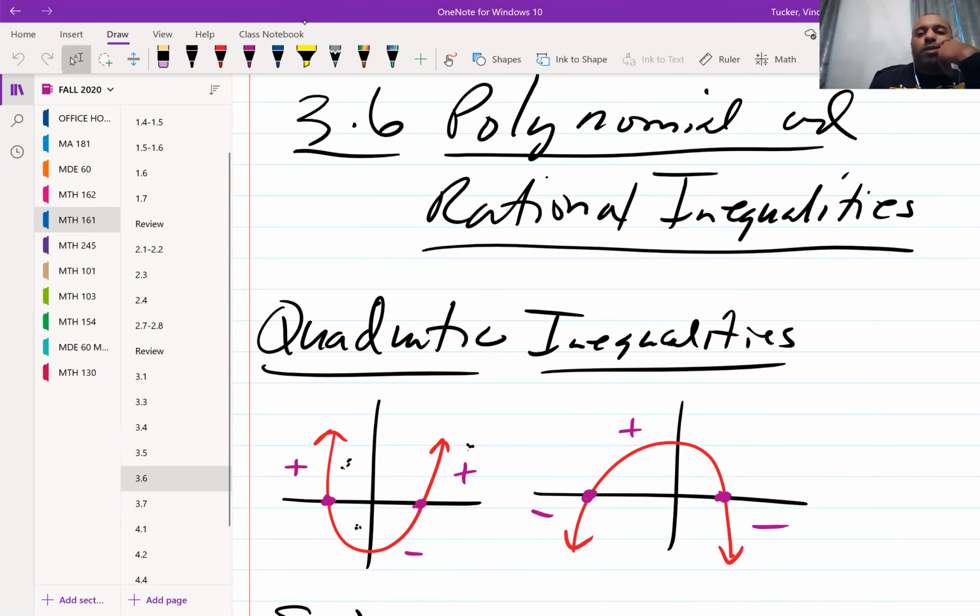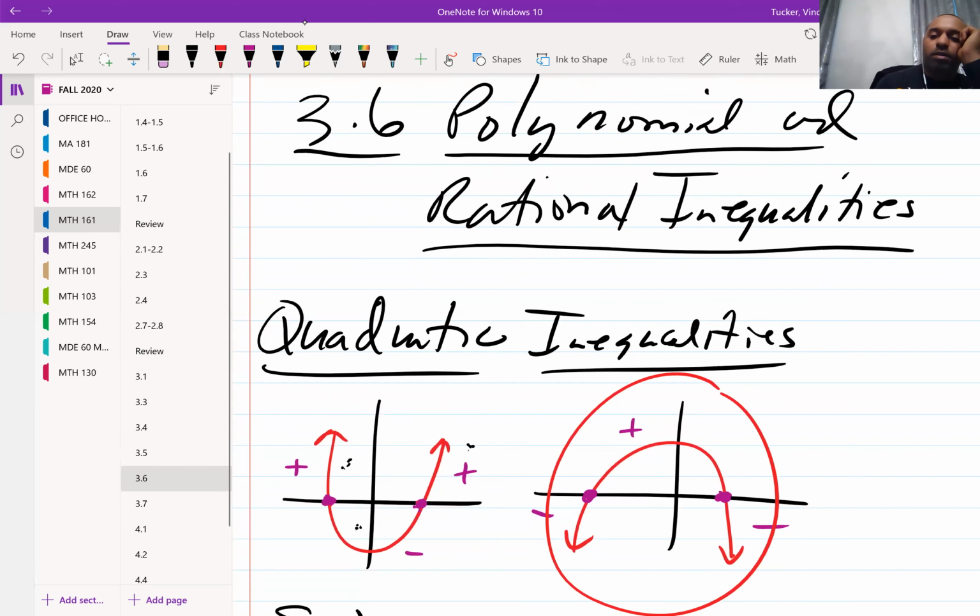So 3.6, polynomial and rational inequalities. We're going to look at quadratic inequalities first, where our quadratic expression always produces a parabola. And it's either going to be an upward U, concave up, or it's going to be concave down.